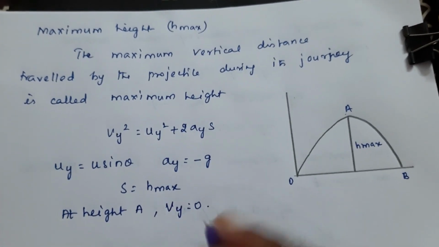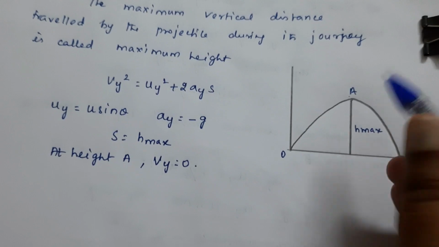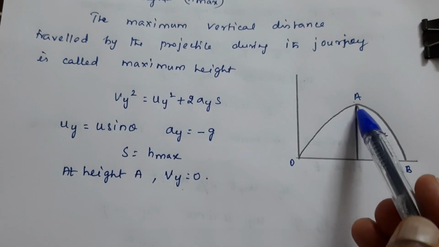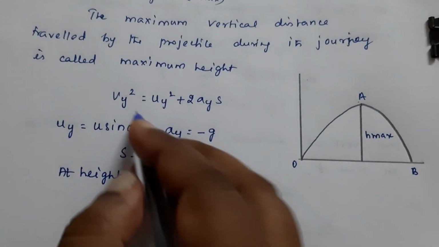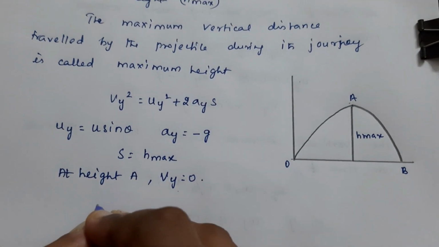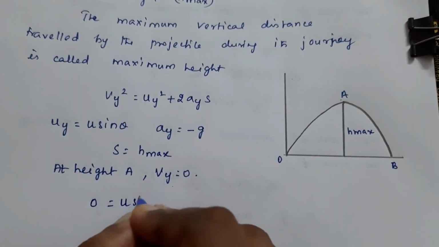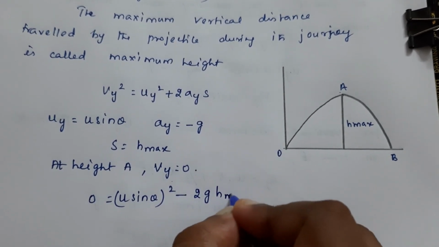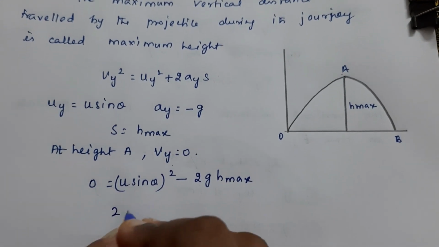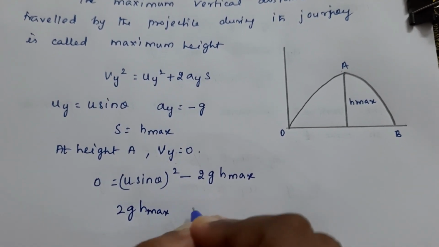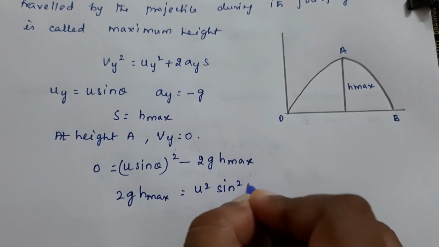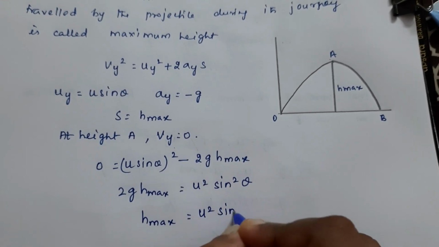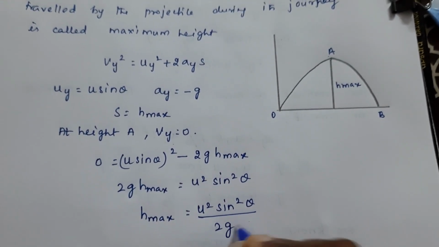Vy is equal to what? 0. The vertical velocity at this point is 0. So the initial velocity is Uy, and at this point the final velocity is 0. Substituting all these things in this equation: 0 is equal to (U sin theta) whole square minus 2g h maximum. So 2g h maximum is equal to U square sin square theta. So h maximum is equal to U square sin square theta by 2g.